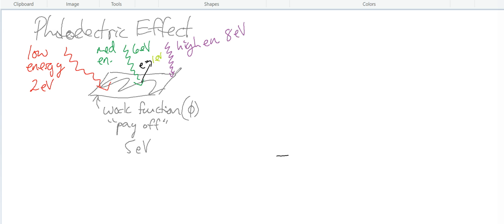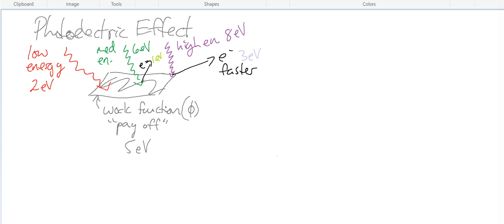An electron's going to come off, and it's actually going to come off even faster than the first one. And that little guy right there, well, we had 8 electron volts coming in. We paid the material off with 5. That little electron is going to have 3 electron volts of kinetic energy. So again, it's going to come off, and this guy is going to come off faster because there's more energy left over for the electron to actually use to fly away or to move. Okay, and that's the basic idea.